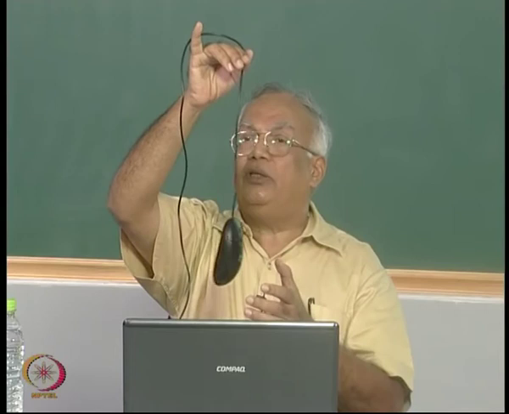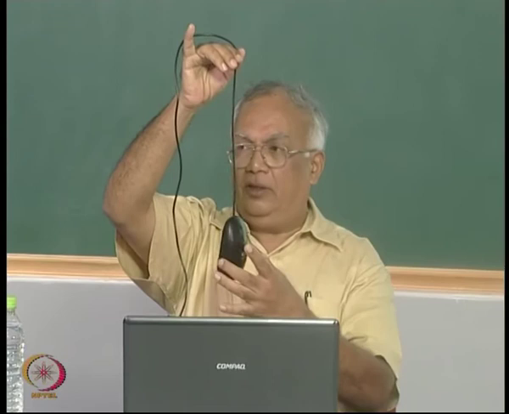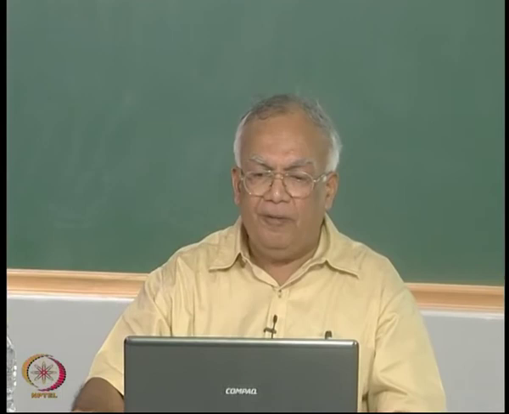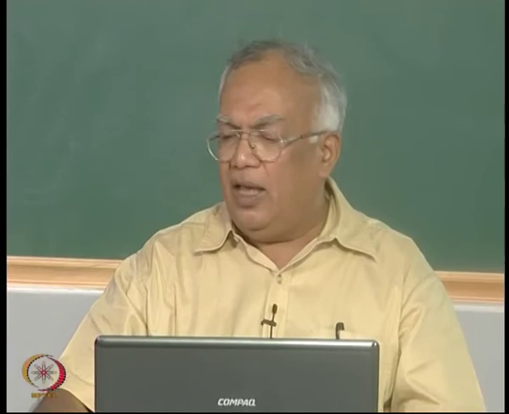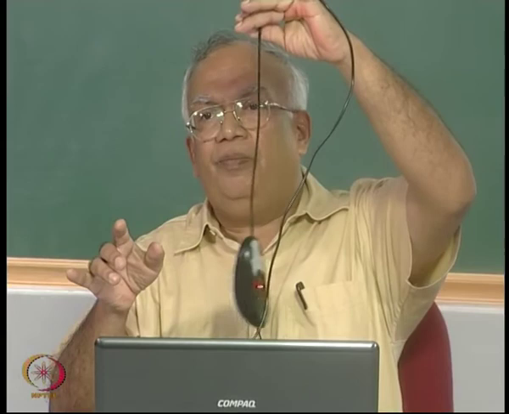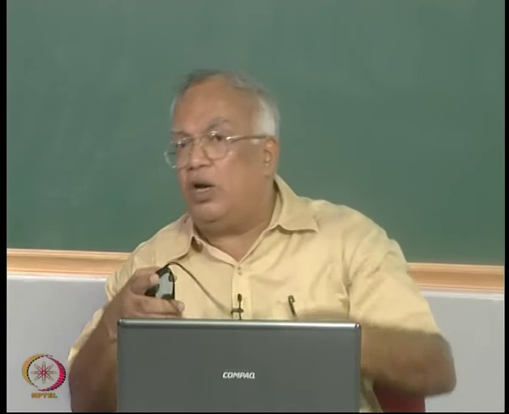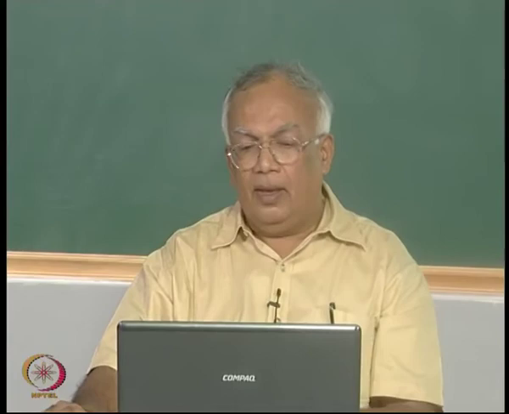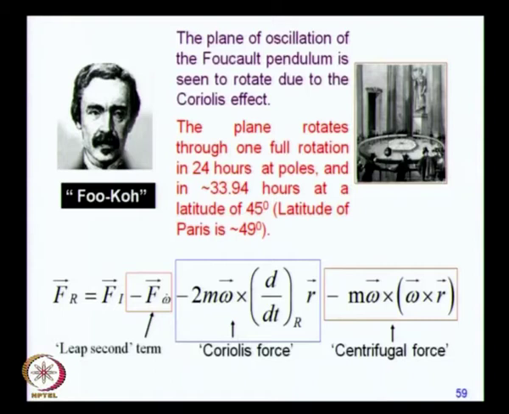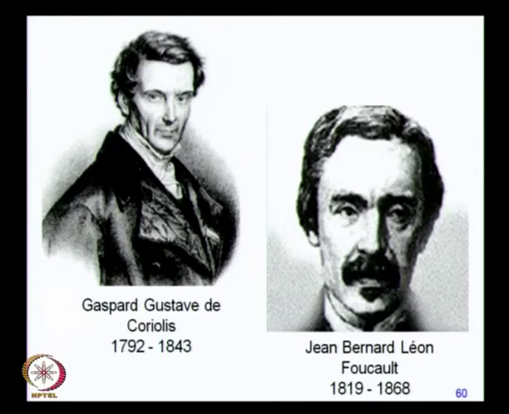So the velocity of this object in my frame of reference, in the rotating frame of reference, dr by dt subscript r, which is the term that you see over here, this is the velocity of this object, and when this object is oscillating, it has got a velocity, right? And when it has this velocity, the Coriolis term must be taken into account to explain its motion. And this term is responsible for the fact that the plane in which the pendulum oscillates rotates over a period of time, and the physics of this is explained in terms of the Coriolis term, who lived between 1792 and 1843, and the experiment which demonstrated the earth's rotation using the Coriolis term was performed by Jean Foucault.